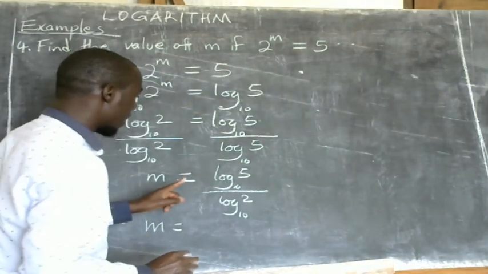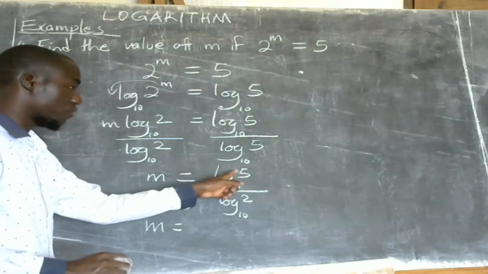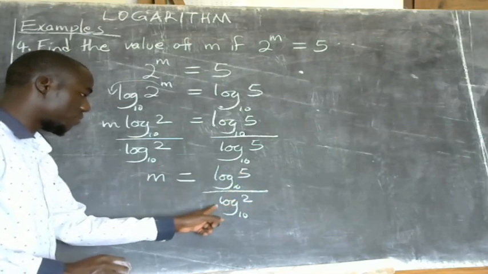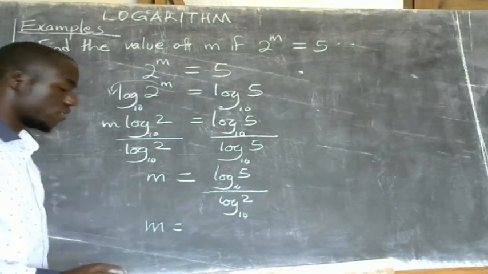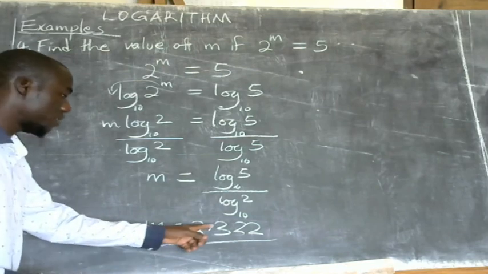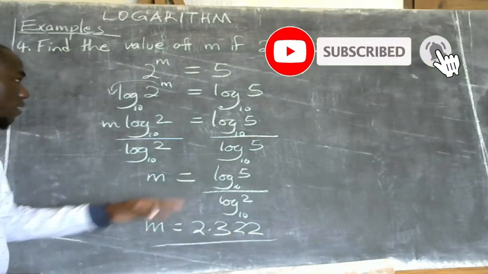So you get your calc, you open brackets, feed in log 5, you close brackets, divide by, open brackets, log 2, you close brackets there. So when I divide, I get 2.322 as the answer on the calc.